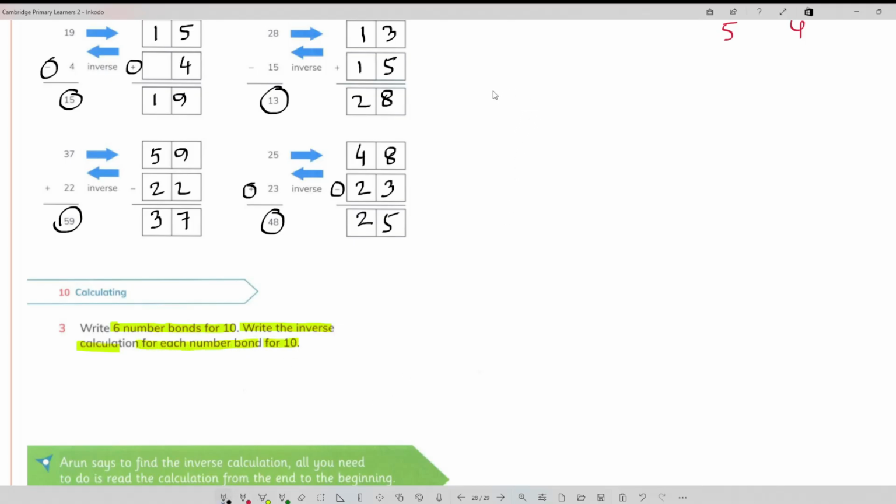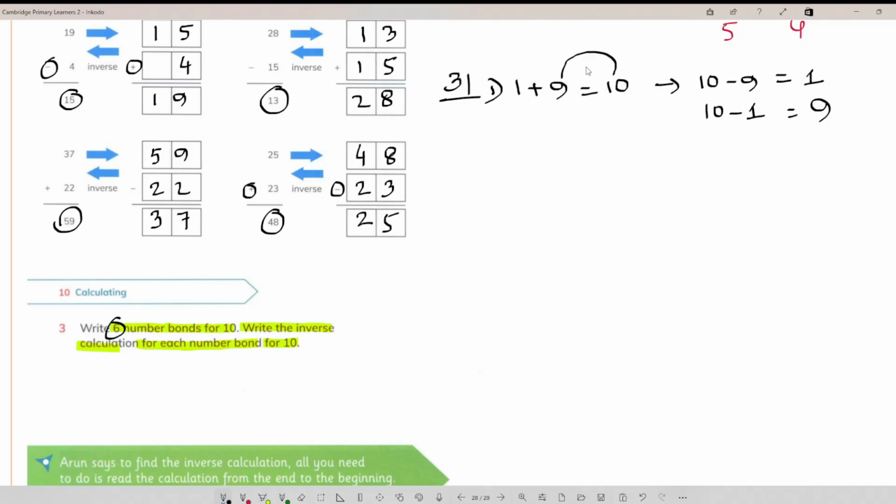How? Look, first we can start from here. This is number 3. We have to make 6 number bonds for 10. Suppose 1 plus 9 equals 10. This is number 1. So for inverse we can write 10 minus 9 equals 1, right? Similarly, we can say 10 minus 1 equals 9. It means 1 plus 9 equals 10. It means 10 minus 9 is 1. Even 10 minus 1 is 9.